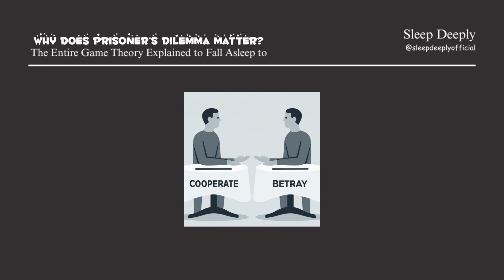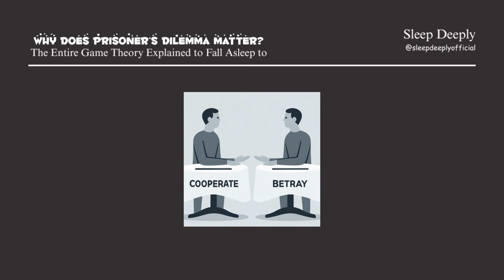Here's how it works. Two people are arrested for a crime. They're separated, and each is offered the same deal. If one confesses while the other stays silent, the confessor walks free while the silent one gets a harsh sentence. If both confess, they both receive a moderate sentence. If both stay silent, they get light punishments.